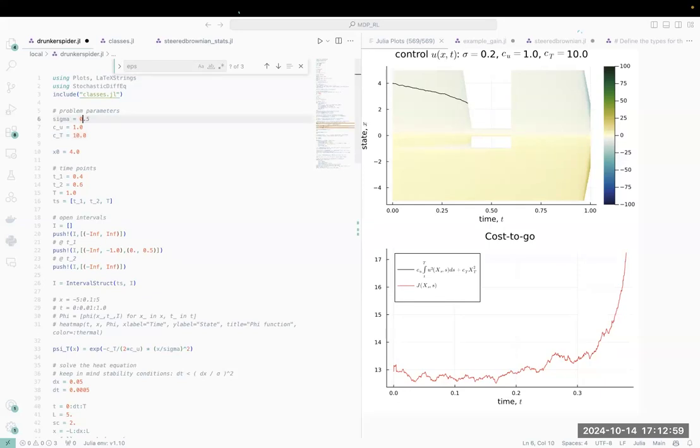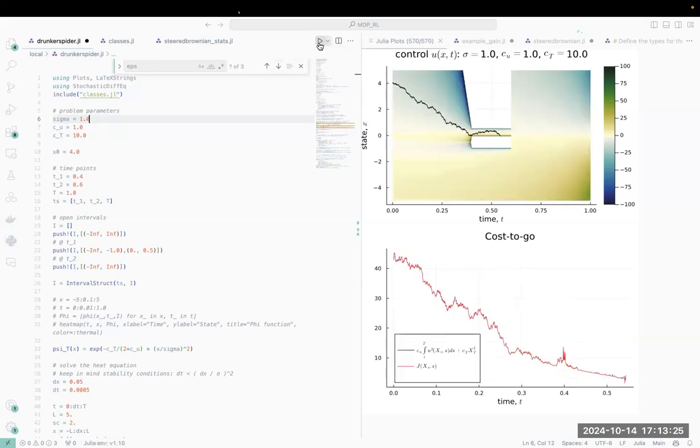But if sigma's too large, then because what I'm doing is solving the heat equation and interpolating those values from the heat equation to produce a control function, it could wander outside of the domain where I haven't solved the heat equation, because I'm solving it on a finite domain. So yeah, there's a nice Goldilocks zone where you can specify sigma and it should work. So here's a case where it fails.